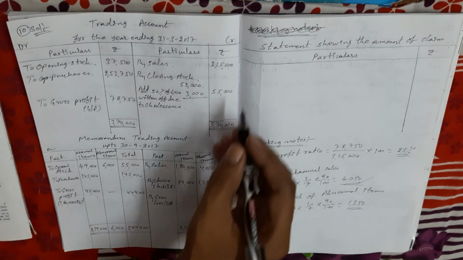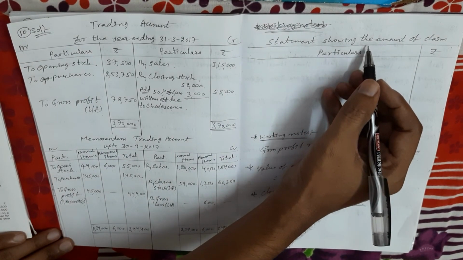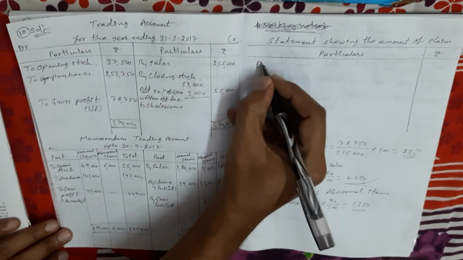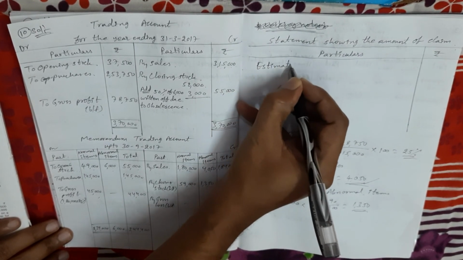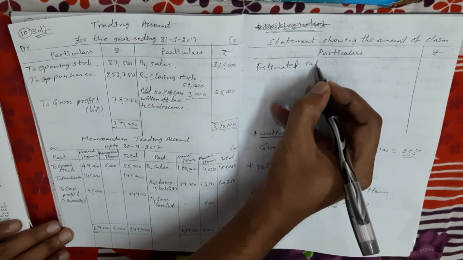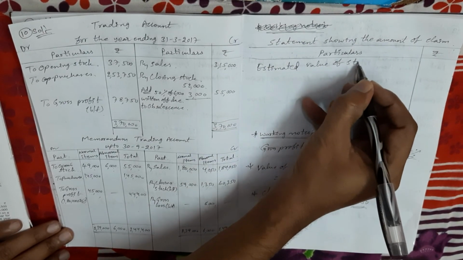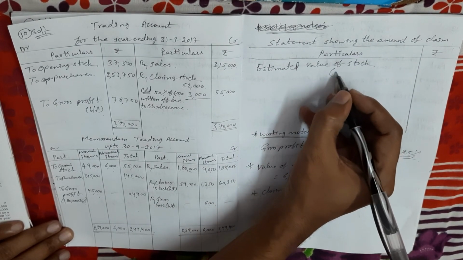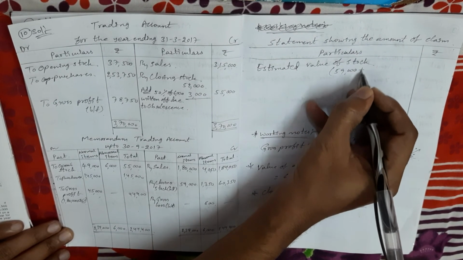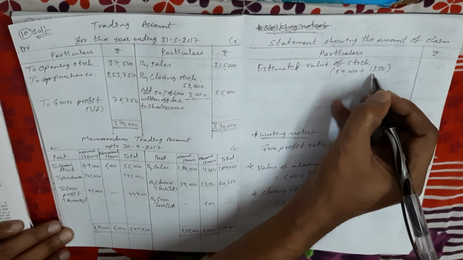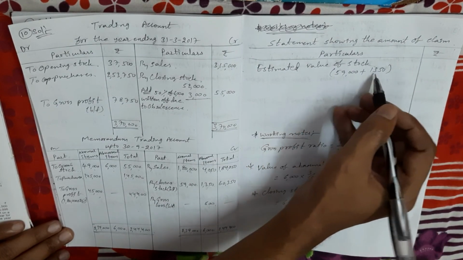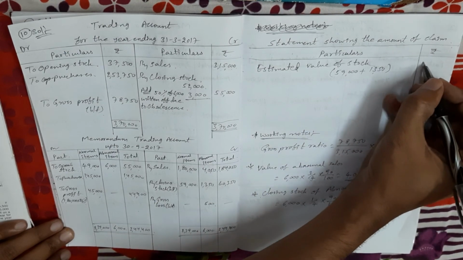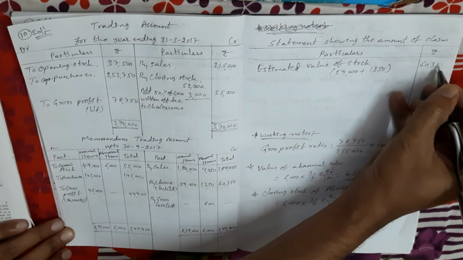Okay, next, the statement of insurance claim. In the statement of insurance claim, what do we take? First we take the estimated value of stock. Normal items, that is 59,000, plus abnormal items 1350. From normal items 59,000 and abnormal items closing stock 1350. So total closing stock is 60,350 rupees.